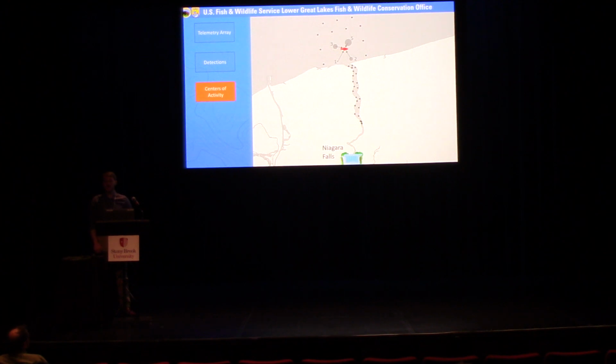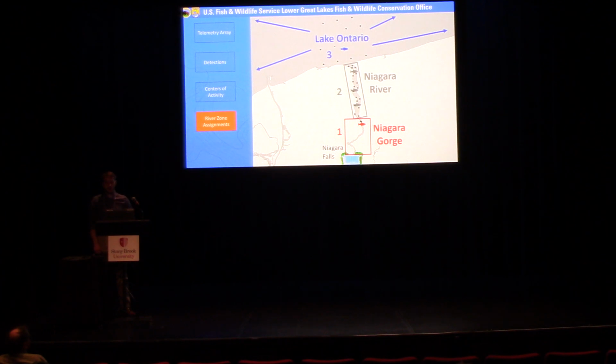In a given day, we could have many of these center of activity estimates. We then take those and assign them to a part of the river, or in this case, the lake. So they're in Lake Ontario, the Niagara River, or Niagara Gorge, the Gorge once again being that area we think they're spawning. Mind you, there are also other models with maybe 4 or 5 different zone assignments, but this one made the most sense.